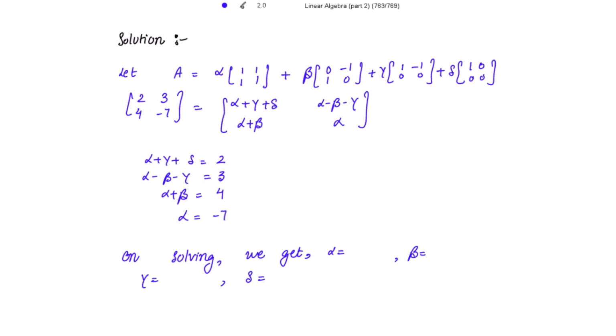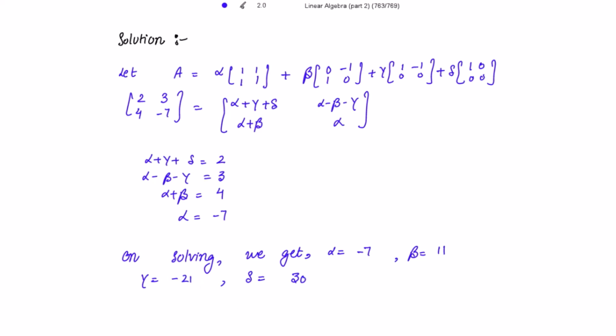So very easily we can find out the values of alpha, beta, gamma, delta from these four equations. Alpha is already negative 7. If you put the value of alpha in the above equation, you get beta, that is 4 minus alpha, 4 minus negative 7, that is 11. And then putting the values of alpha, beta in the second equation, you can get the value of gamma, which is coming out to be minus 21. And then you get your delta to be 30.